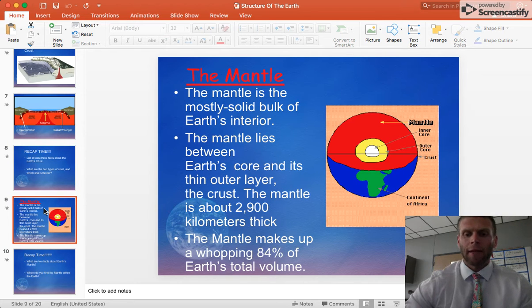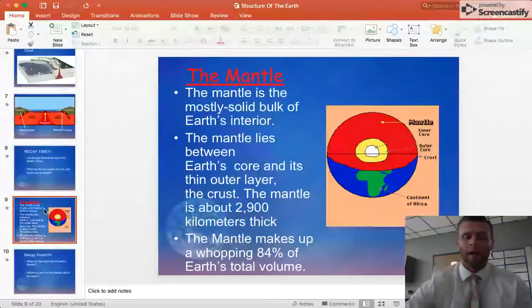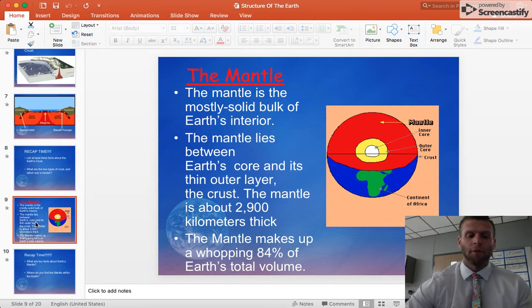All right, the mantle. So the mantle is the most solid bulk of Earth's interior. So most of the Earth's interior is the mantle. It lies between the Earth's core and its outer layer, the crust. So it's in between. So it goes crust, mantle, and then core. The mantle is about 2,900 kilometers thick. That is pretty thick. And the mantle makes up a whopping 84% of the Earth's total volume.